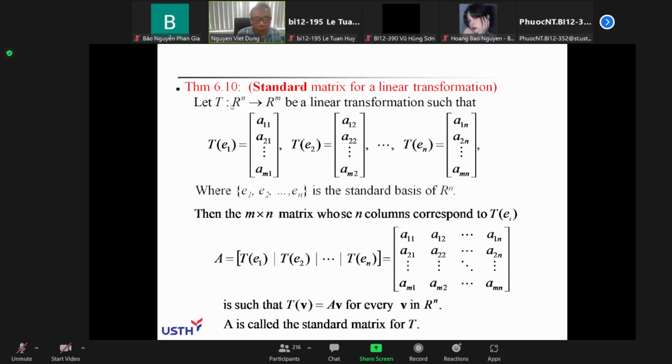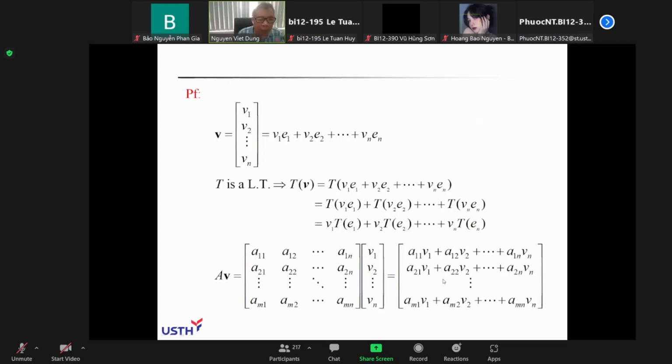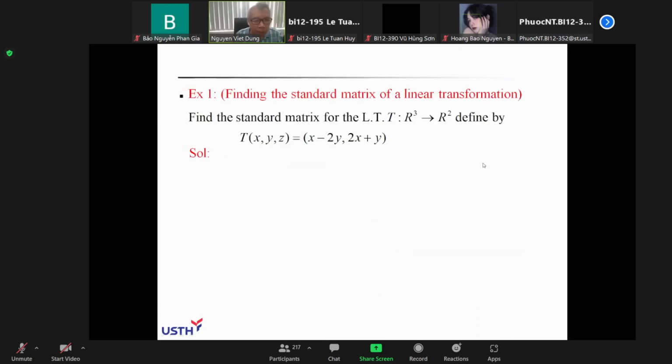And you can verify that the matrix A satisfies T of V equals A multiplied by V, if we write V as a column matrix like that. It is explained here. It is already written in the slide and you can read it by yourself. And here is an example for you.